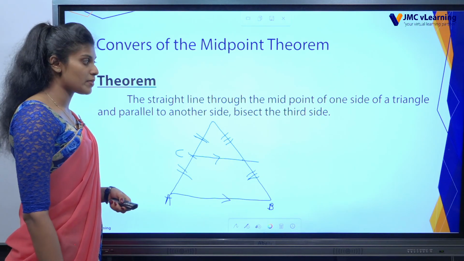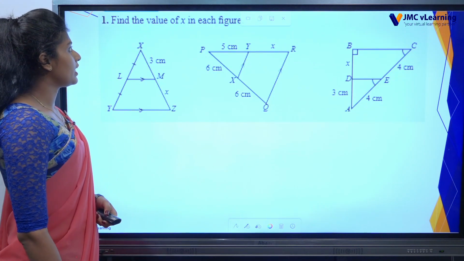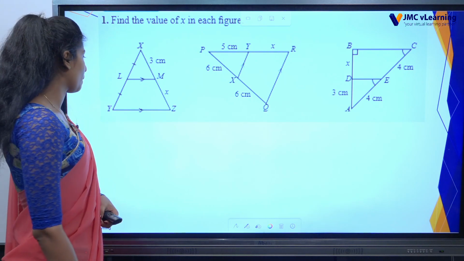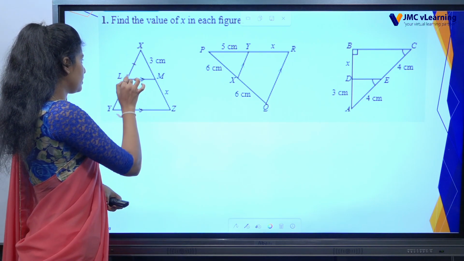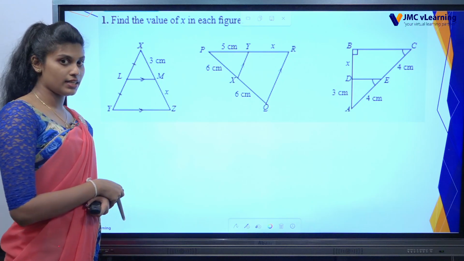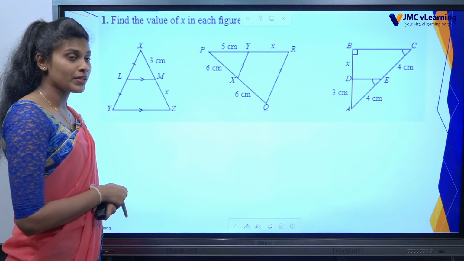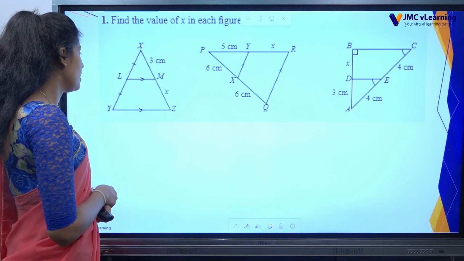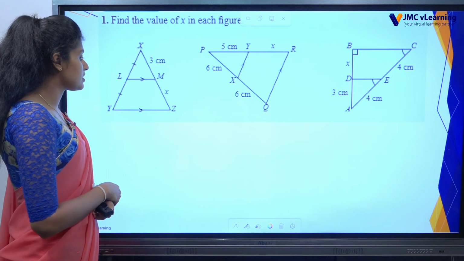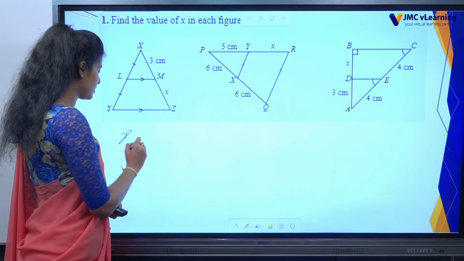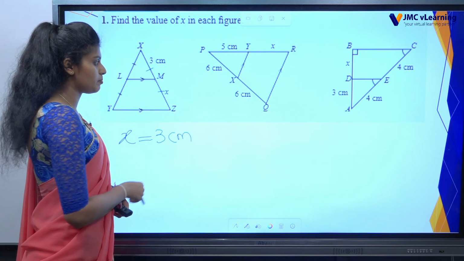Now we will do some exercises using this converse of the theorem. Find the value of x in each figure. Now we have to find the value of x. Here the L length and Ly length are equal to each other. Lm and Yz are parallel to each other. Using the converse theorem, we can take this as bisecting the xz line. That means what is the value of x here? It is equal to that, so x is also 3 centimeter.